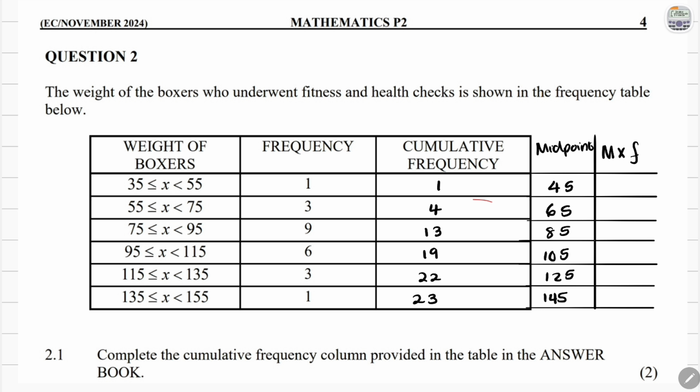Here is why. Just look at this class, for example. There were 3 boxes that weighed between 55 and less than 75. You can't just say, okay, here we're going to just take 65 kgs and that's all. It's 65 kgs, but weighted by 3 individual boxes. So we're going to have to say 65 times 3. That would be the total weight in this class. So we're going to take the frequency, multiply by the midpoint. Here it's just times 1, it stays 45, and then 65 times 3, and 85 times 9, and so on. I'm going to put those numbers down here. And now we have all their weights.